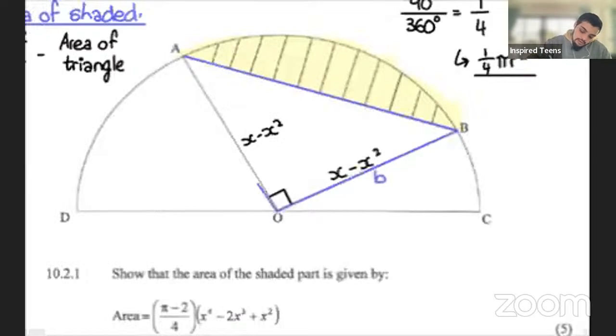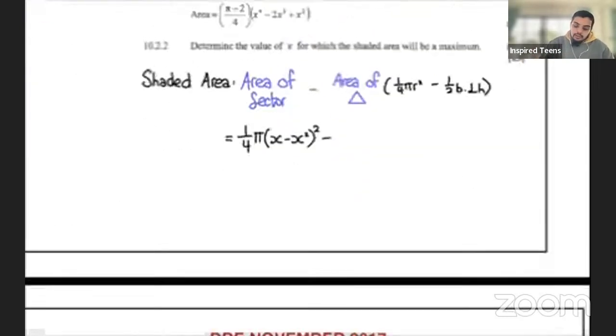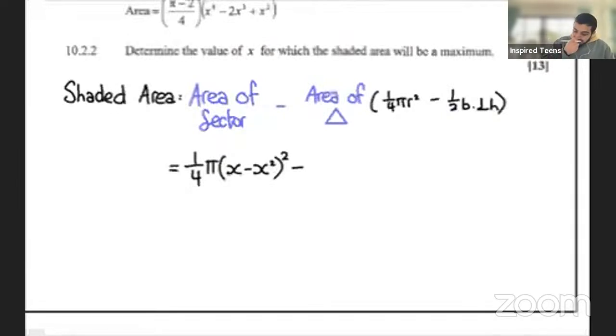And use this as the base. And the perpendicular height is always perpendicular to the base. We know that that can be used as the perpendicular height because it's perpendicular to the base. So essentially the base and the perpendicular height are the same. So we're going to have half times the base times the perpendicular height, which are essentially the same two things.